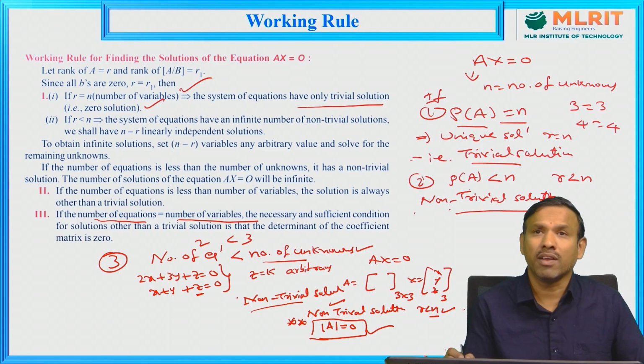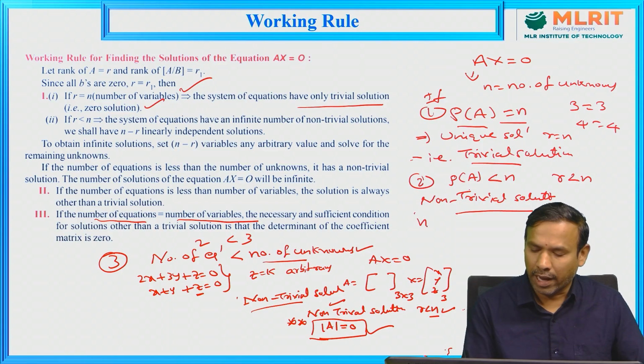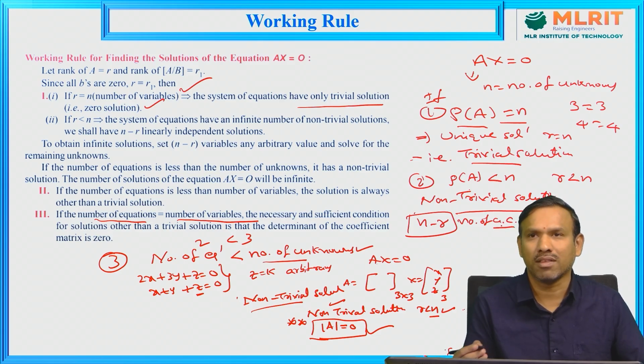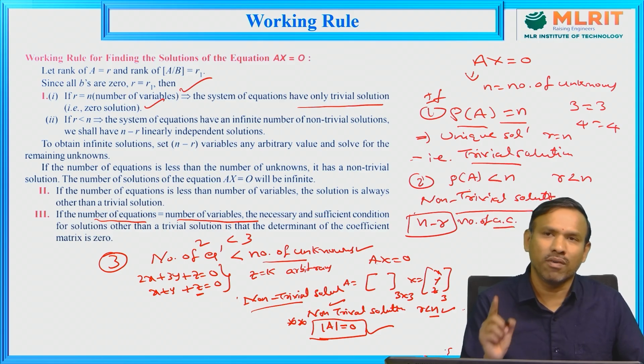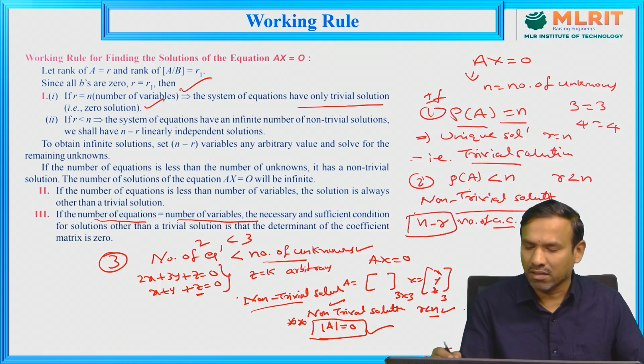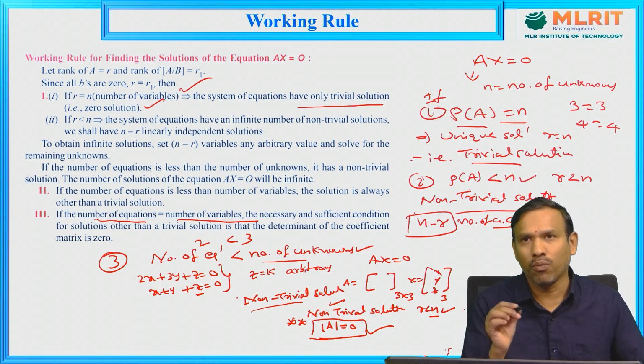Then how to find the infinite number of solutions? There is a rule, the n minus r rule, for non-trivial solution. The difference between the rank and the unknowns, how much is there, that should be taken as the number of arbitrary constants. How many should be taken? 2 or 3 or 4? Difference 1: one variable is an arbitrary constant. Difference 2: 2 variables as arbitrary constants, in case rank is less than n. How we have done in the non-homogeneous system, similarly here also we will do.